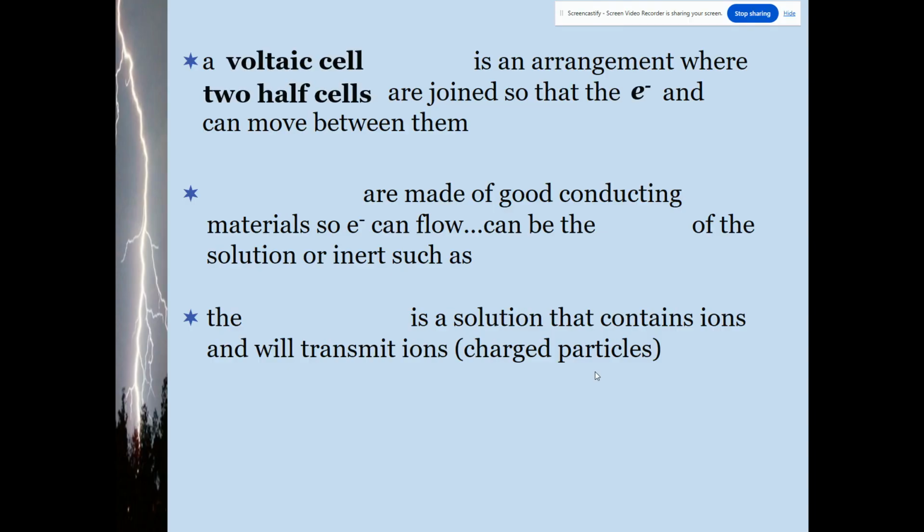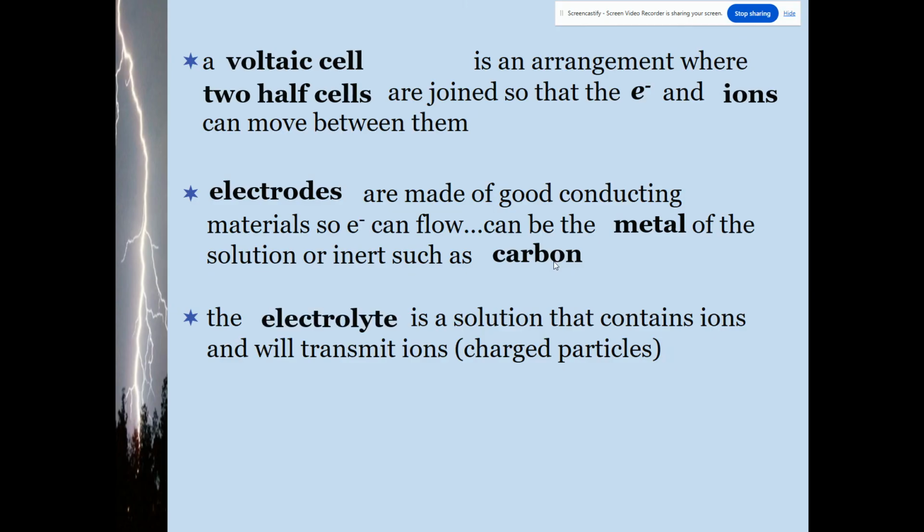Now, like I said, not only do the electrons flow between the two half cells in a wire that separates them, but the ions also move between them as well, and we'll look at that in something called a salt bridge. So the electrodes are made of good conducting materials so the electrons can flow. Usually it's the metal of the solution, or it can be inert like carbon or platinum. And the solution is called an electrolyte because it contains ions that will conduct electrical current.